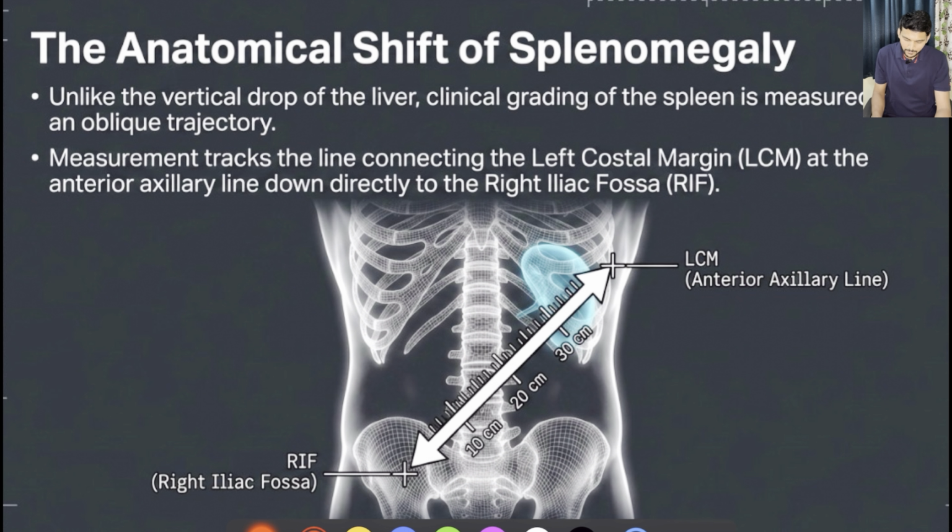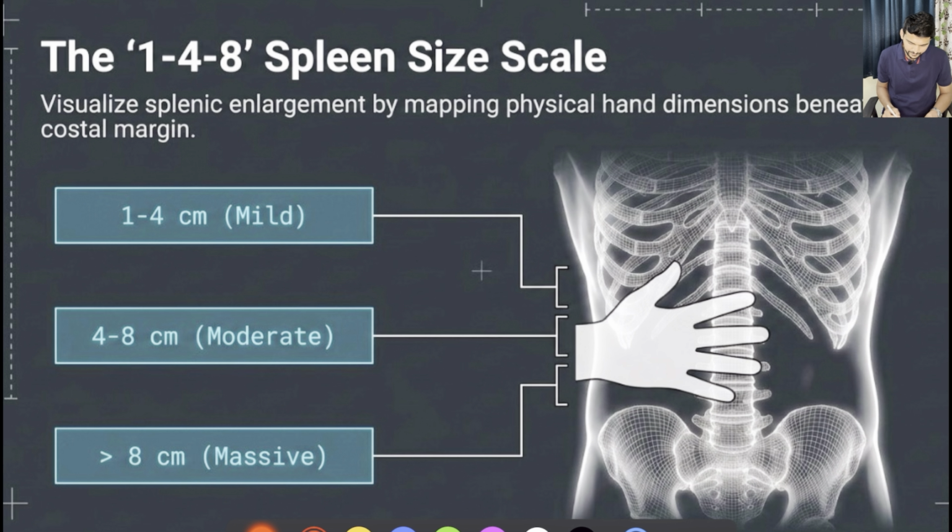Now regarding splenomegaly, we know that spleen will not enlarge, unlike liver, vertically downward. It will have enlargement in diagonal axis towards the right iliac fossa. So usually the palpation starts from the right iliac fossa towards left costal margin. And as we discussed earlier, any amount of spleen which is palpable below left costal margin is considered as splenomegaly.